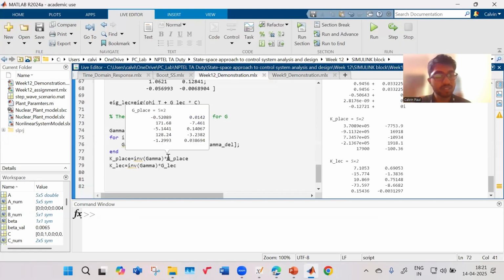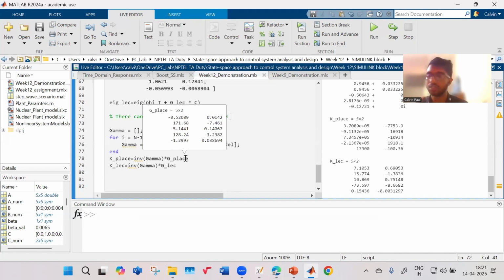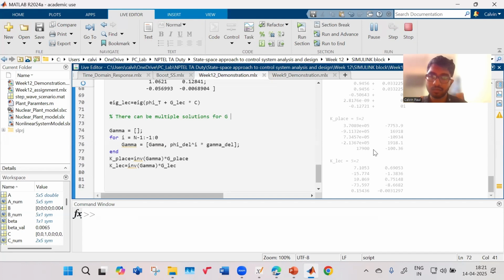So K_place is the inverse of gamma times G_place, which I've got through pole placement using MATLAB's function, and K_lecture is the inverse of gamma times G_lecture. So let us run. We will see this is the K_place, this is the K_lecture. So there is a difference, and if you observe, the ones which I have got through MATLAB's pole placement, the gains are very high. They are very high, and this is not desirable. But in the ones which Sir has used, the gains are low. So the response will be a little bit better.